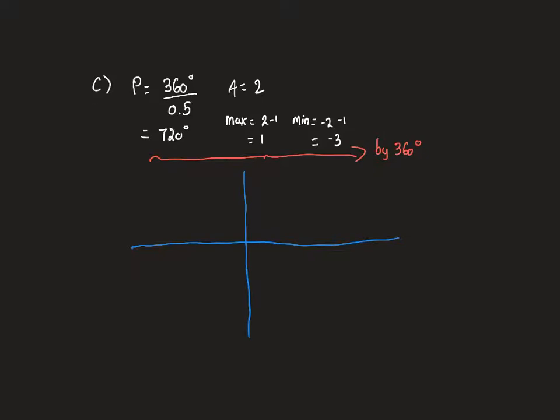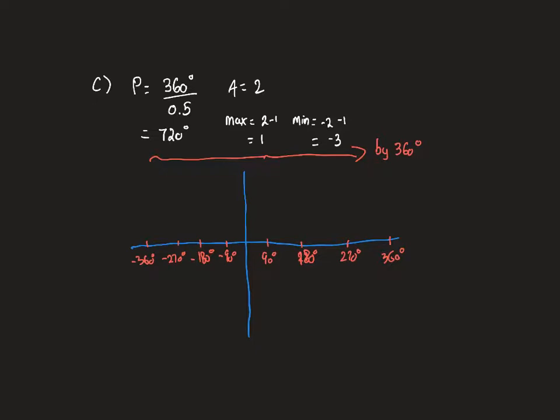So I can go like this. Negative 90, negative 180, negative 270, negative 360. And same thing on this side. 90, 180, 270, 360. So 360 plus 360, that's 720. So that's the length of one of my cycles.